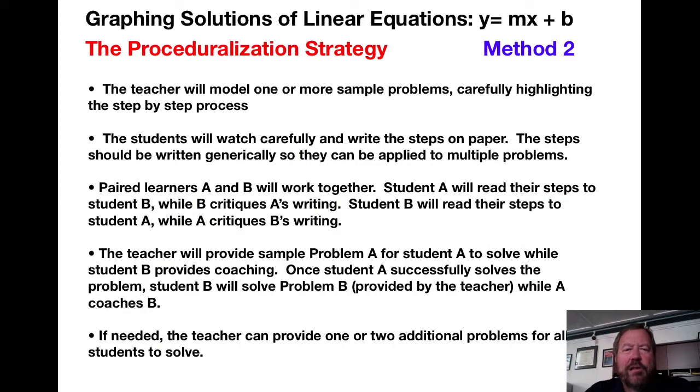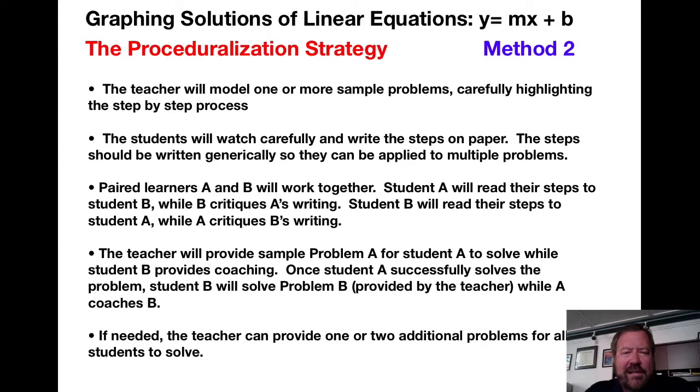And now we go into the proceduralization strategy where the teacher will model this new step-by-step process. Students will carefully watch and take notes on the step-by-step process. And then when the teacher's done demonstrating, the kids will work together. Student A will read their steps to student B while student B critiques. And then student B will read their steps back to A while A critiques.